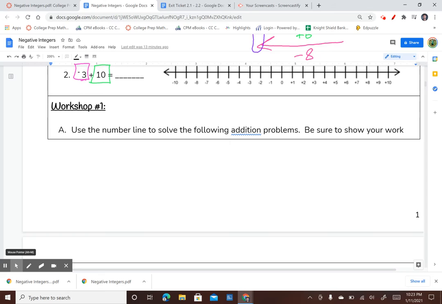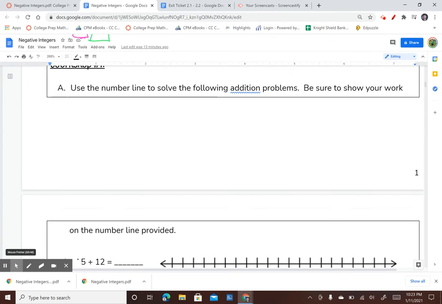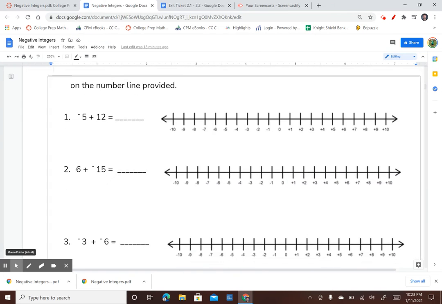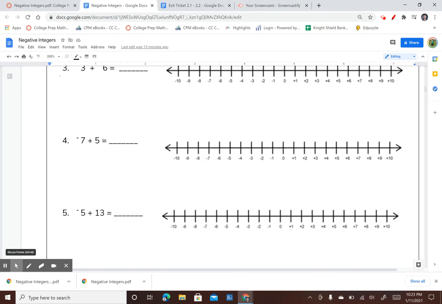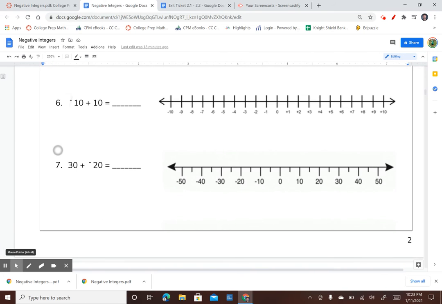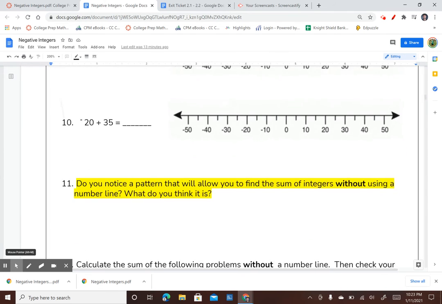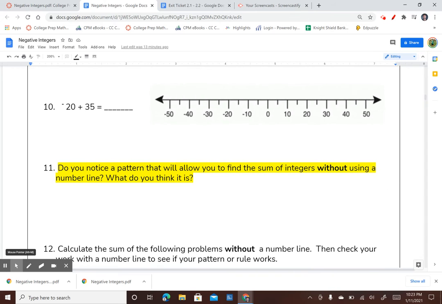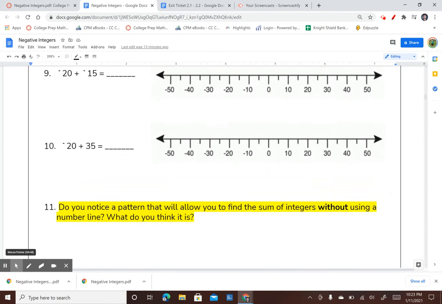All right, so now it's going to be your guys' time to put this to the test. Here we have workshop number 1. You're going to use the number lines that we see below to complete these problems. And then as you scroll down further, you'll see question number 11. It says, do you notice a pattern that will allow you to find the sum of integers without using a number line? What do you think it is?